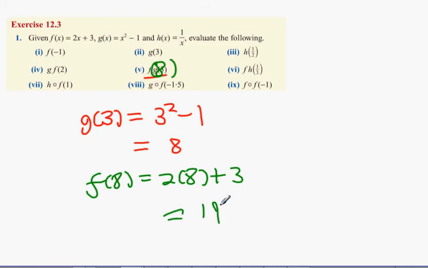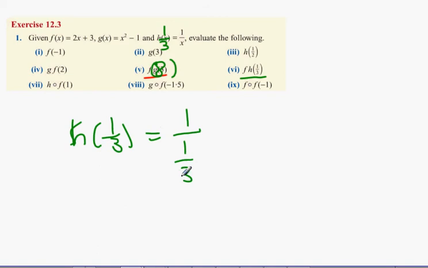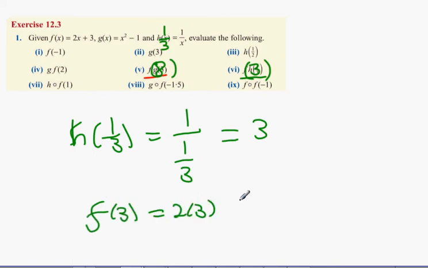Everybody on board so far? Yeah. Okay, so try something a bit harder then. We'll try f of h of a third. h of a third is going to be 1 divided by a third, which is 3. We're basically finding out what f3 is. f3 is going to be 2 times 3 plus 3, which is 9. And lads, that's how hard they get.